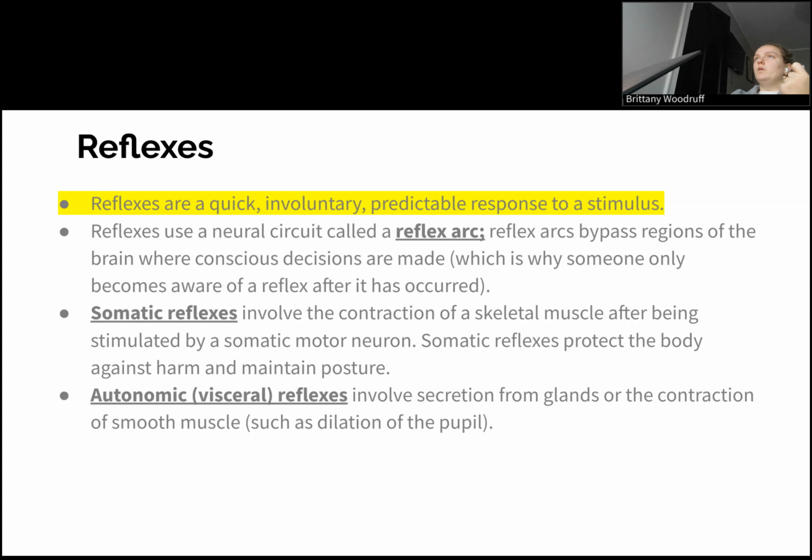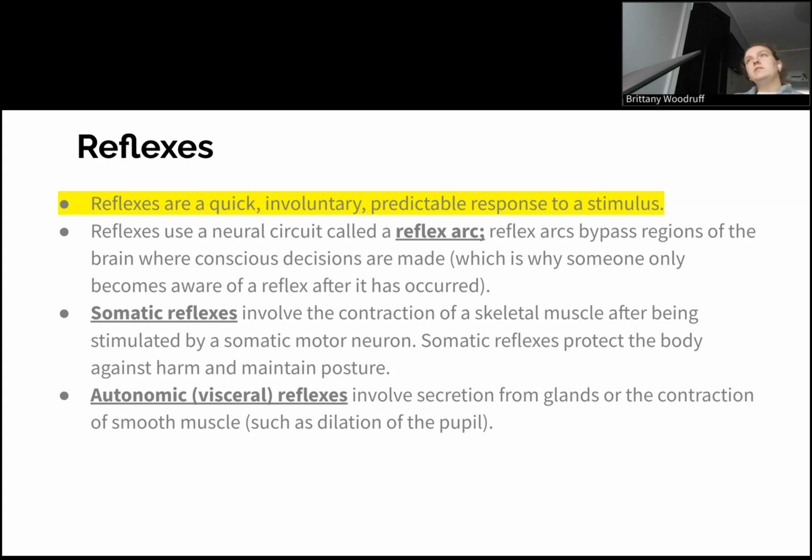So what these are, they use something called a reflex arc. And what that reflex arc does, it bypasses your central nervous system so that you do not have conscious perception of doing this muscle contraction. Okay, so this is why somebody only becomes aware of the reflex after it has occurred.